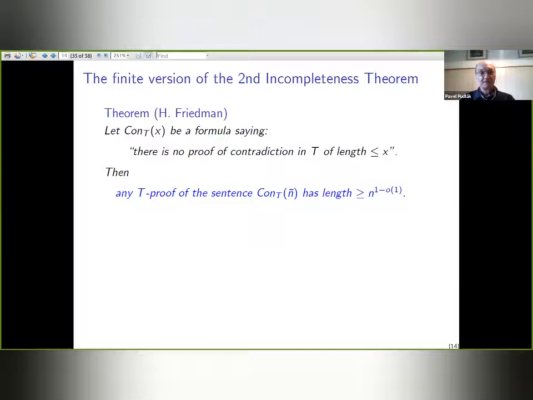Now let me turn to a finite version of the second incompleteness theorem. Harvey Friedman proved that if you take Con_T(x) to be the formula saying that there is no proof of contradiction in T of length less than x, then any proof of the sentence Con_T(n) has length almost n. Here I wrote n^(1−o(1)), but this is not important, almost n.